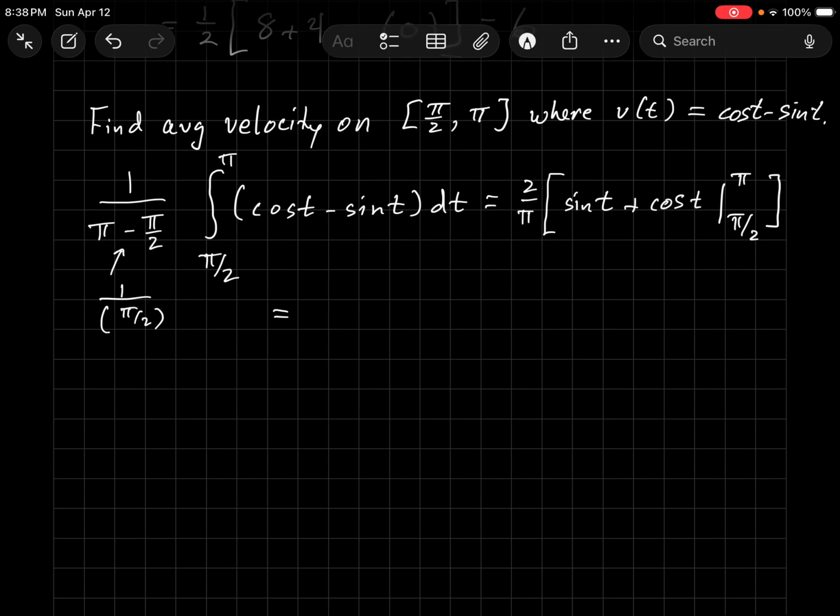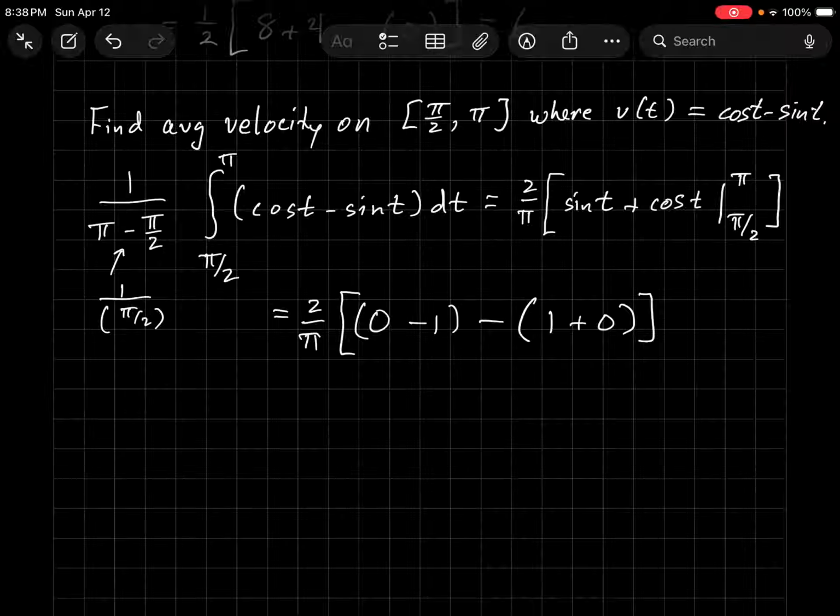Continuing on, we get 2 over pi. I like to leave my constants outside till I'm done almost always. Then we plug in the top limit. Sine of pi is 0. Cosine of pi is negative 1. And then minus, plug in the lower limit. Sine of pi over 2 is 1. Cosine of pi over 2 is 0. And we get the value, negative 4 over pi.